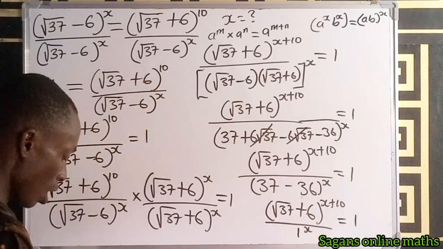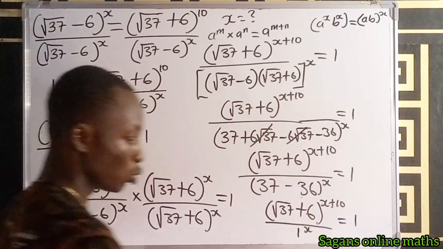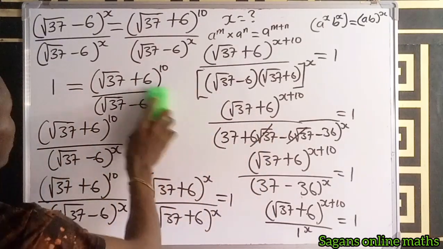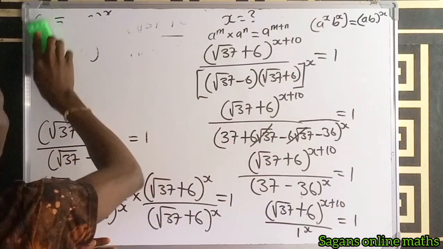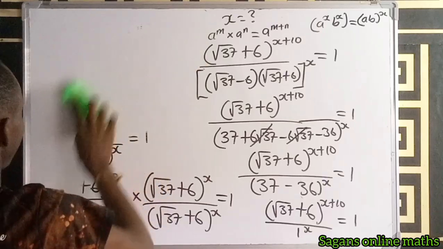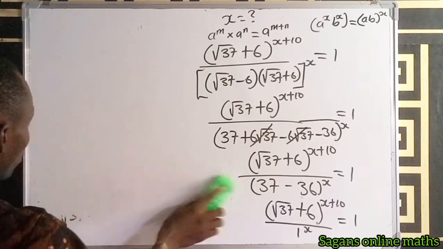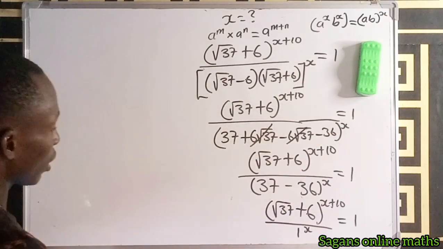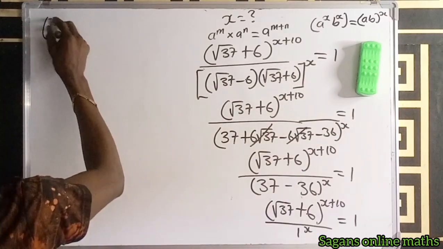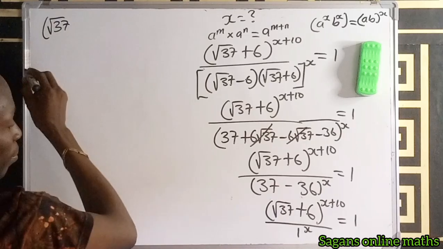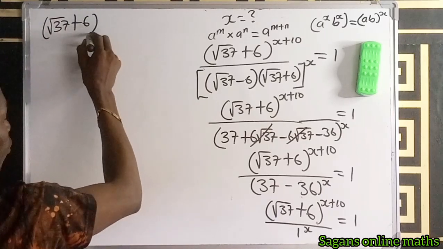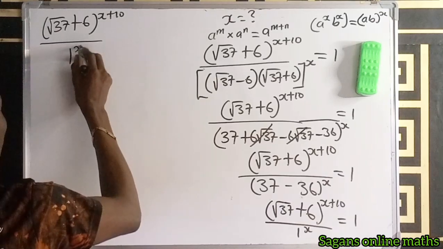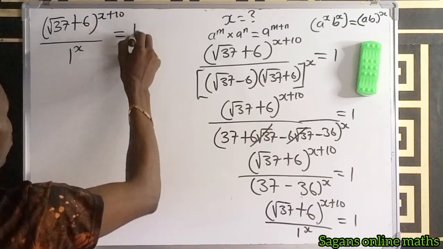1. Now at this point, what are we going to do? Let's see what we can do, because our target is to find the value of x. So let me remove this from here. Now at this point, we're going to do something very interesting, okay? Now we are left with (√37 + 6)^(x+10) all divided by x to the power of 1 to the power of x equals 1.